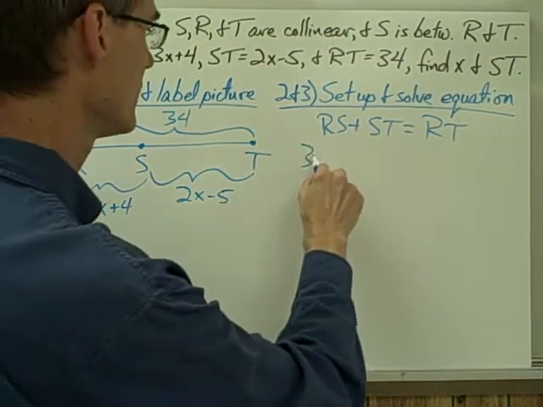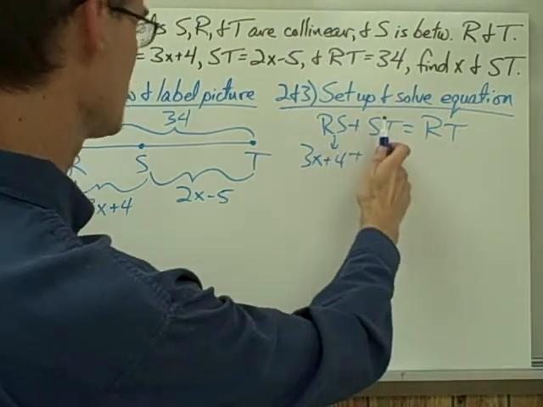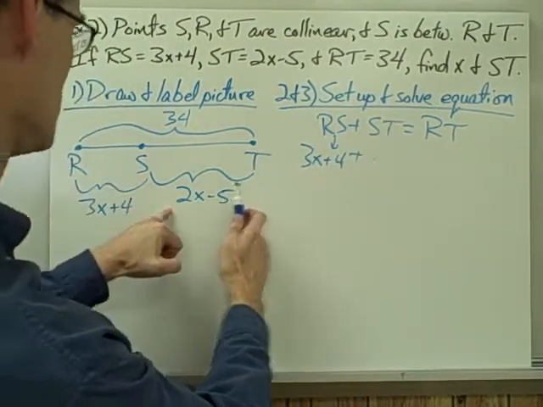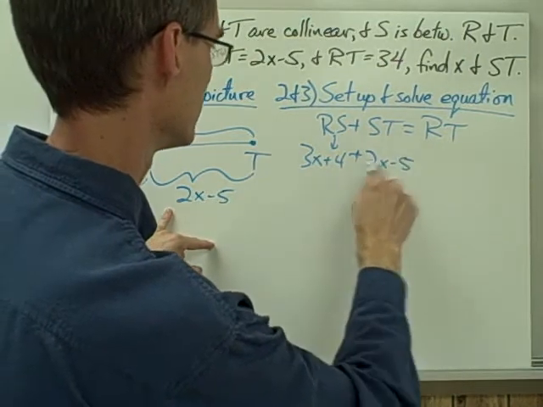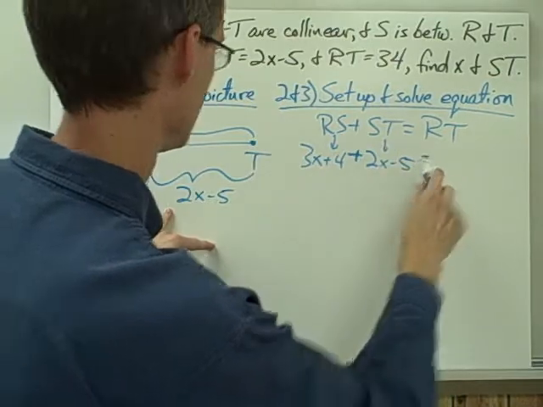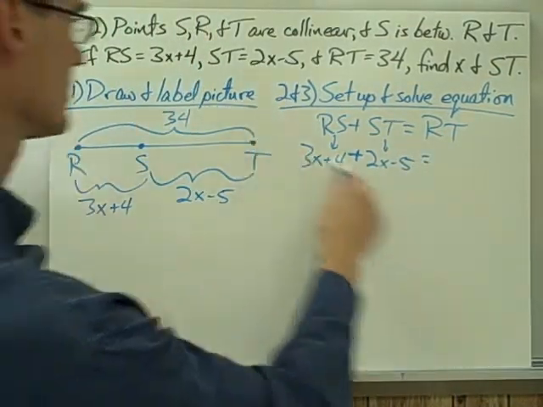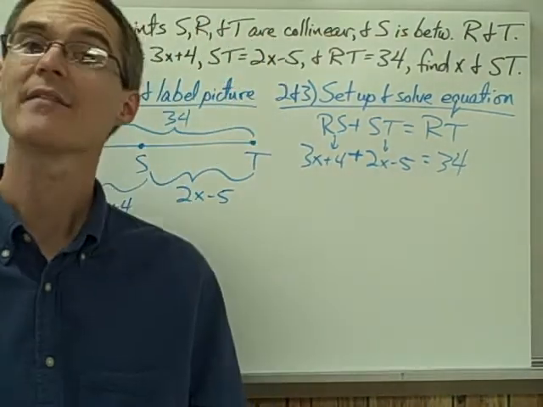So now I just need to substitute these values in. RS is 3x plus 4 plus ST is 2x minus 5. It's a plus sign. And RT is 34. So now I have an equation.